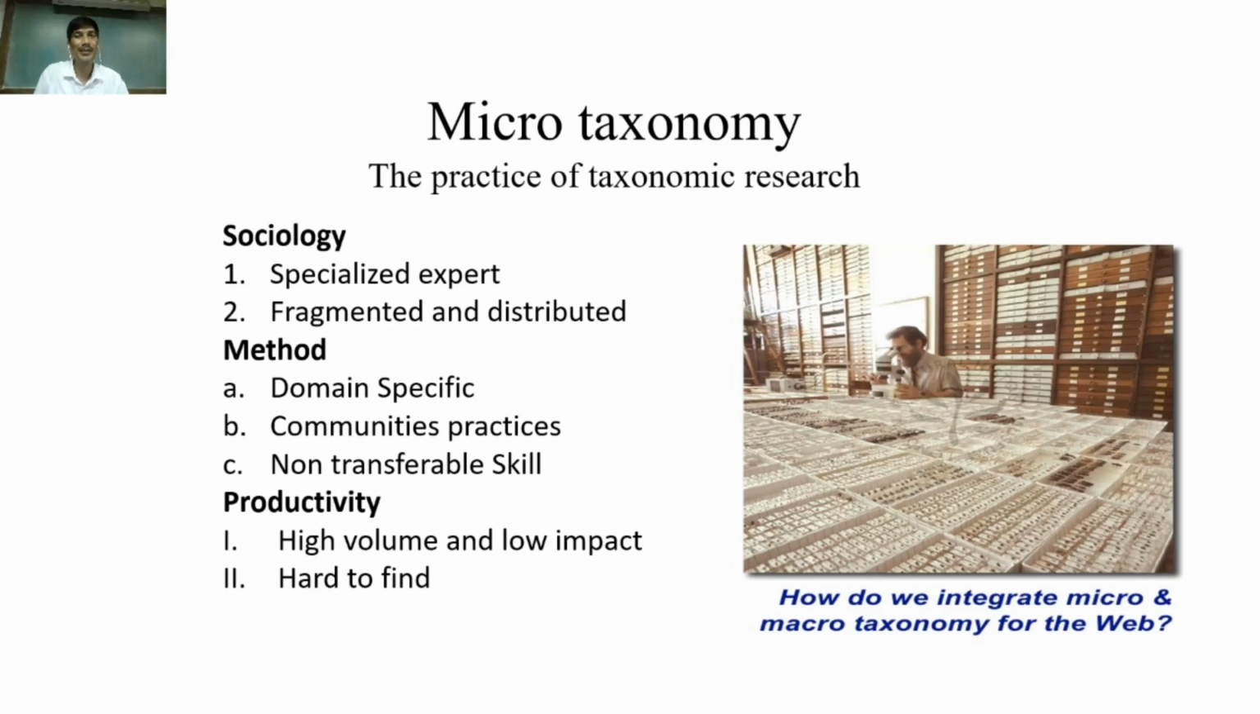This is known as microtaxonomy, and its features include sociology. What is sociology? They are specialized experts. Suppose one person is specialized in bees, they study only bees. Suppose another person is interested in earthworms, then that person selects only earthworms and studies them. These are the sociality characters. Then there are the fragmented distribution parts. This is a very small area, but they are very expert in it.